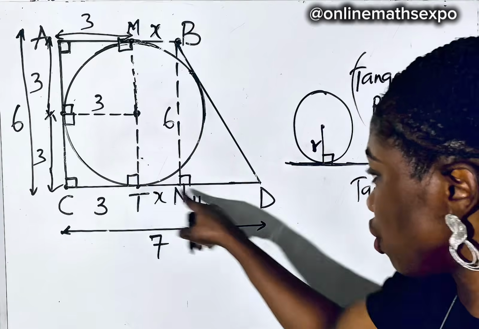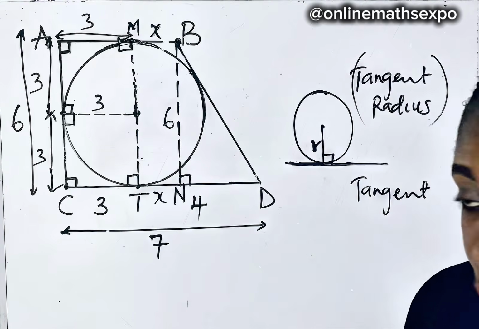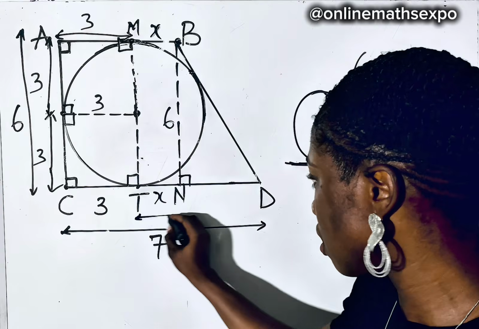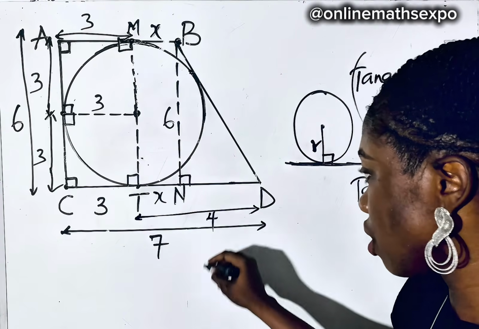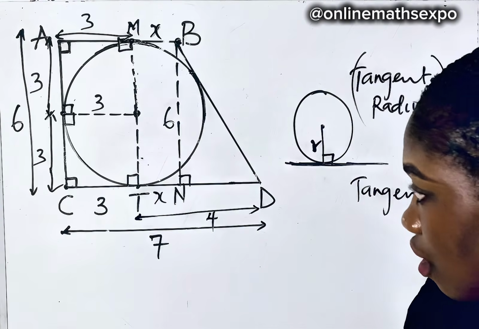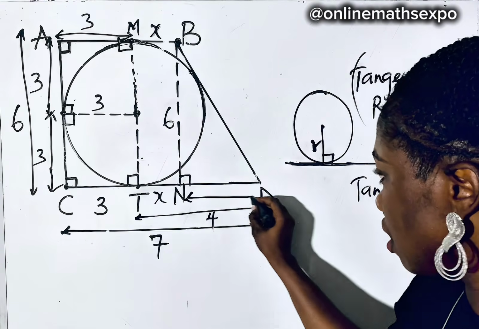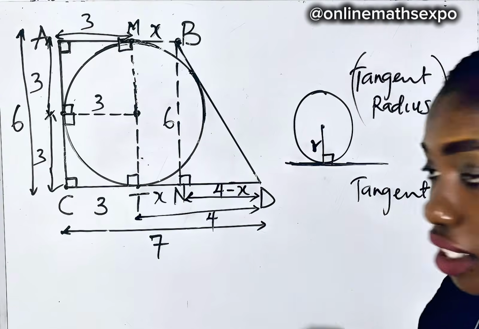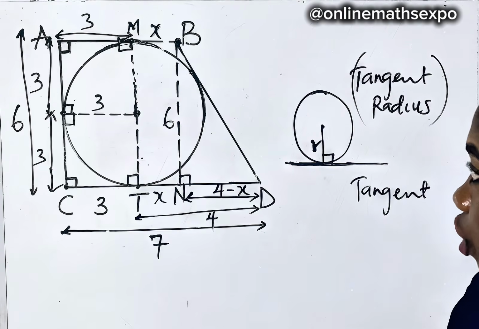Remember that from T to D measures 4 units. This whole length measures 4 units. And if from here to here is 4, and from here to here is X, we can get this length ND. And what will it be? It's going to be 4 minus X. Did you see that? So what should we do next?